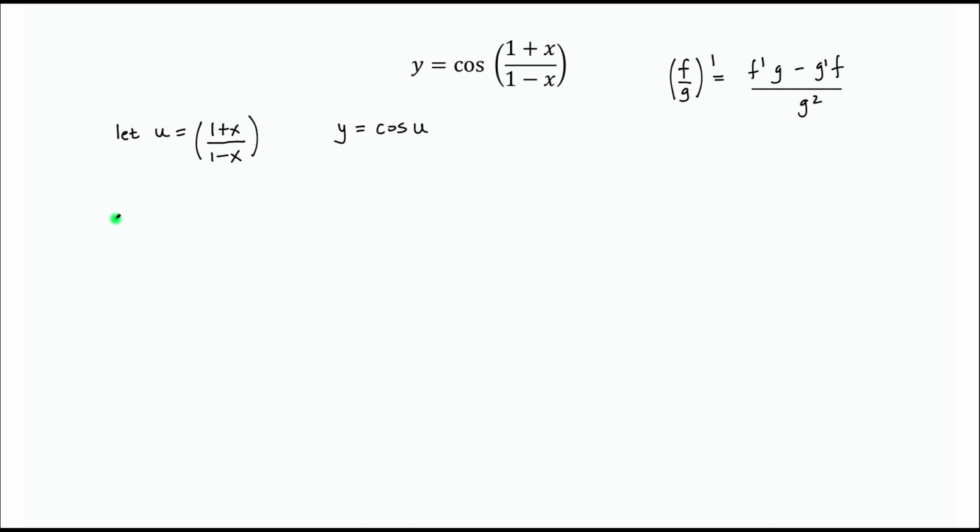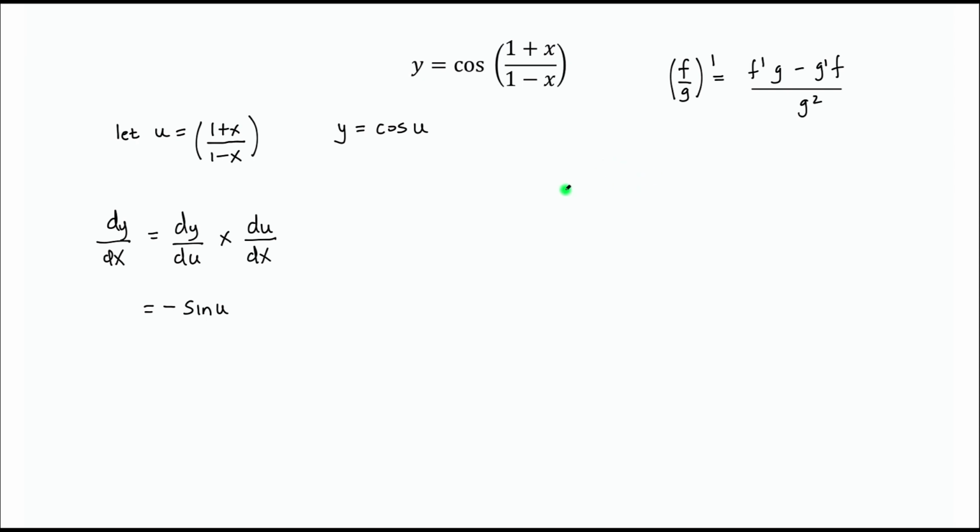So our chain rule becomes dy by dx is equal to dy by du, in other words differentiating this with respect to u, times du by dx, so we differentiate this with respect to x. If we do this bit here to get our dy by du, that will simply be minus sine u. Now in order to get du by dx, we're going to be using the quotient rule.